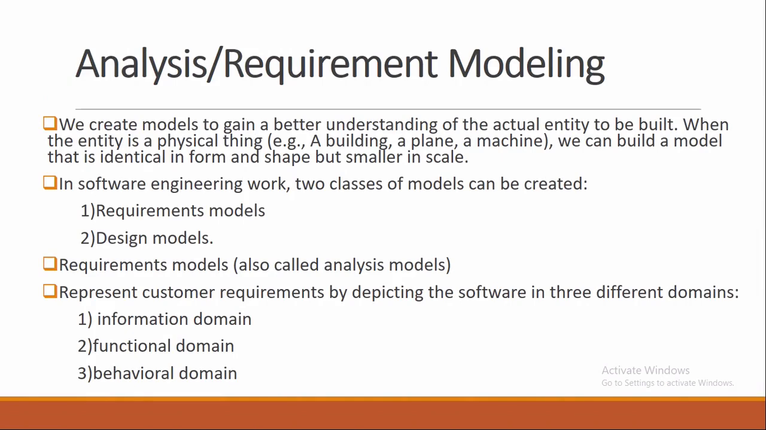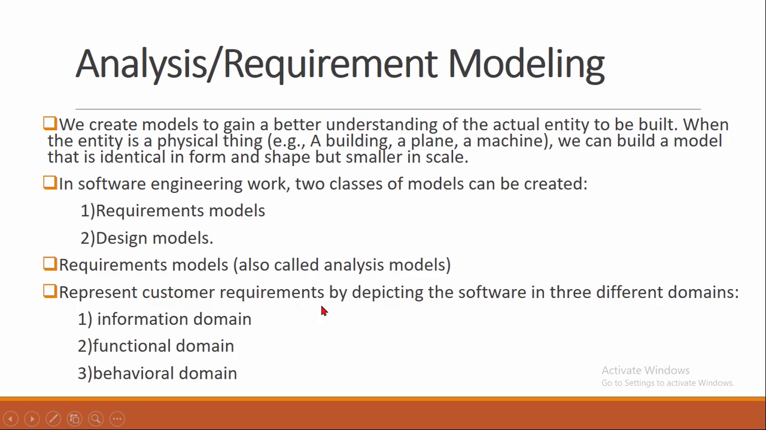Now we are moving to analysis and requirement modeling. So what exactly is requirement modeling? Requirement modeling basically helps us understand the system before actual development starts. Just like physical models are used in construction, software models help visualize the system. There are two types of models: requirement models and design models. Requirement models are also called analysis models.